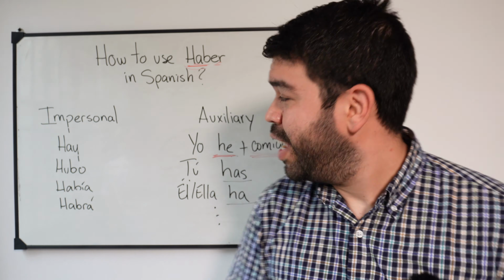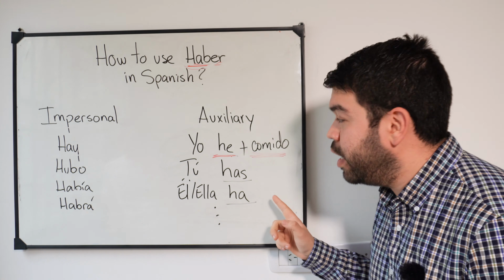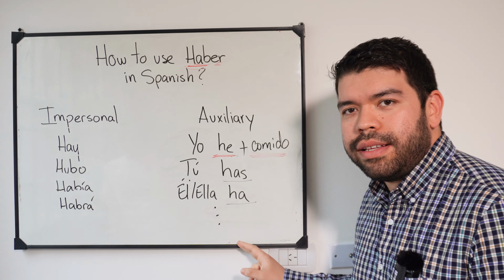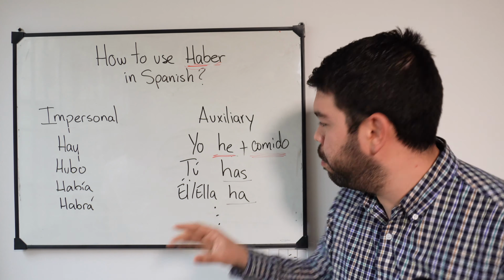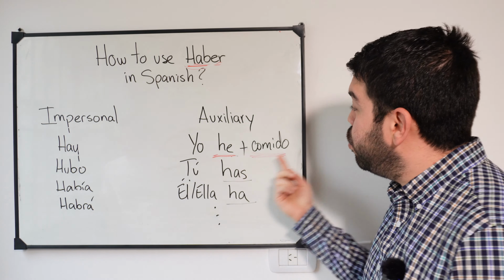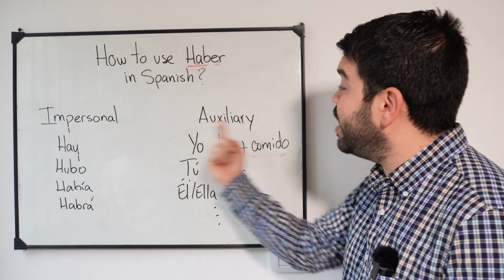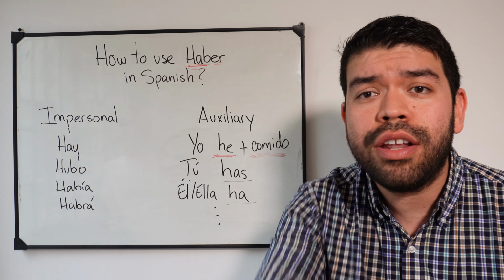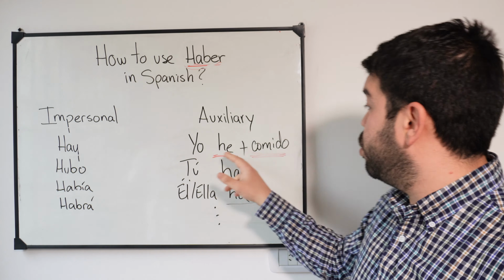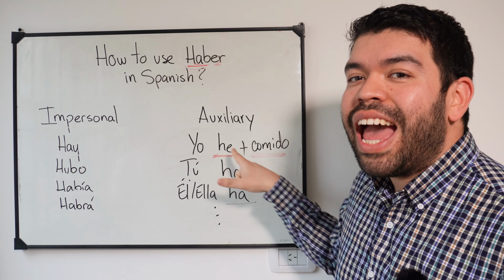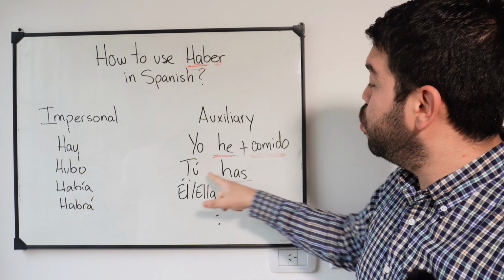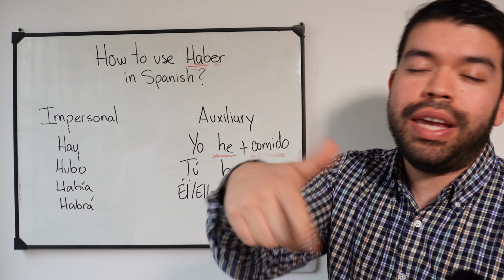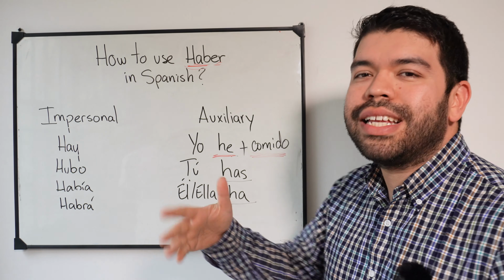All right? And then as an auxiliary, it works in compound structures. It's conjugated, but it's not giving you information by itself. It's just telling you, hey dude, this sentence is a perfect sentence. It's talking about something that already happened. Yo he comido. I have eaten. Tú has comido. You have eaten, right?